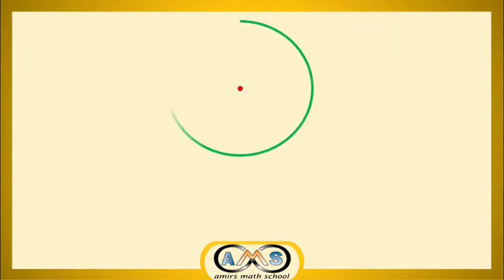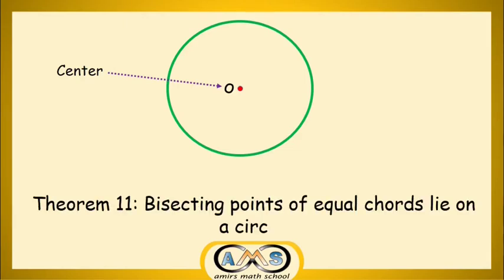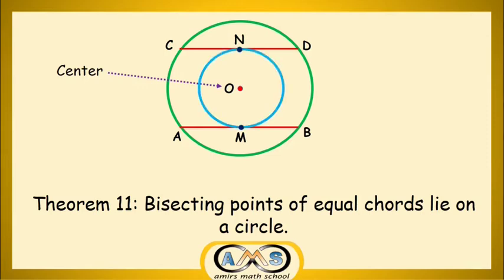Again, O is the center of the circle, and theorem number 11. Bisecting points of equal chords lie on a circle. AB is a chord and CD is another chord. Here AB and CD are equal. The midpoint of AB is M and the midpoint of CD is N. And if we draw another circle taking O as a center, in that case M and N will be points on that circle.